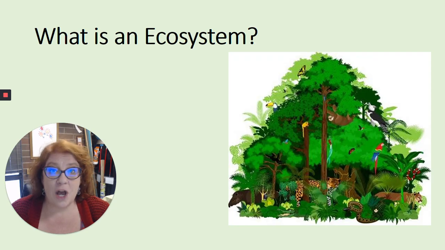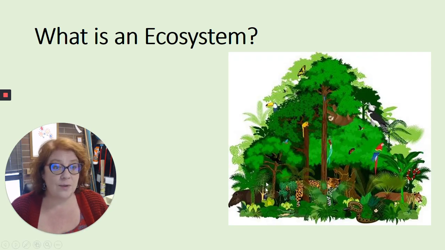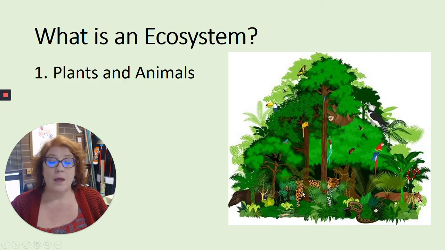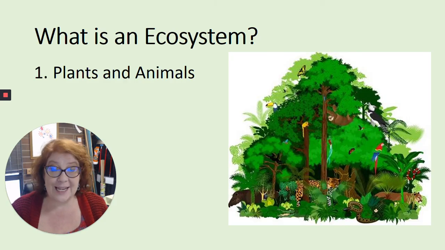Our last topic is ecosystems. And I've got here a lovely picture of an ecosystem. We've got trees and bushes and all these lovely little animals. Let's see what it's all about. Well, to be an ecosystem, you need plants and animals. Okay, we've got plants and animals here. Yep, okay. So far, so good.